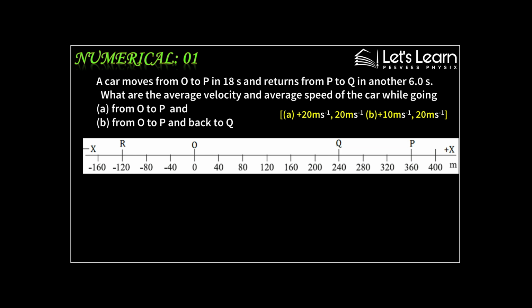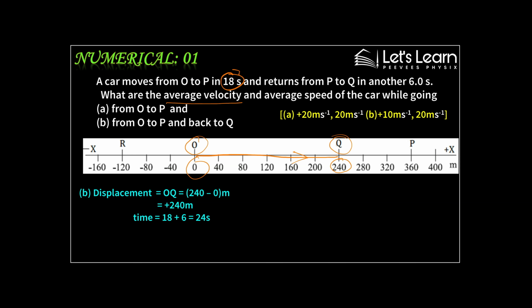What do they want? They wanted average velocity. How do we calculate the average velocity? Total displacement. How much is the total displacement? From O to Q, final position, take away initial position, which is just 240 meter. Plus, positive towards right. How much is the time? The time is 18 seconds to the right until P and then 6 seconds to come back. So total time will be 18 plus 6, which is 24. So the average velocity will be total displacement, which is 240 divided by time 24. So that will give you plus 10 meter per second.